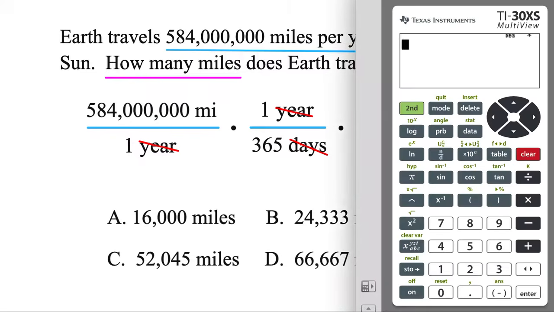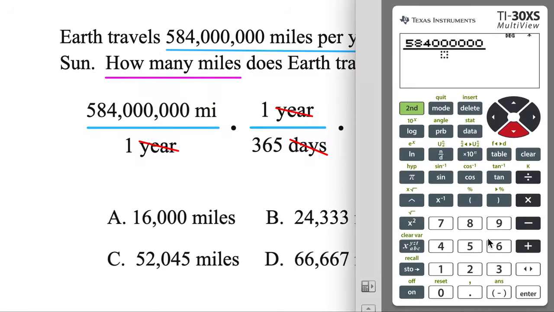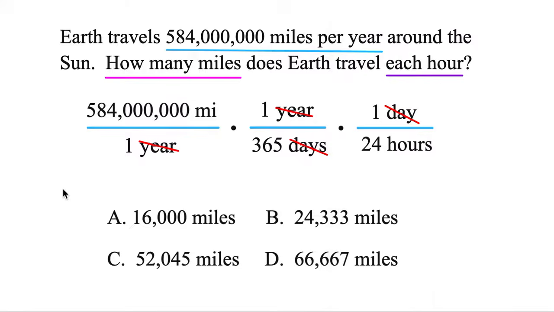So we're going to type this into the calculator. We're just going to use the fraction button. So we'll do 584, and 6 zeros. And then divided by the things in the bottom multiplied, 365 times 24. And the Earth travels this many miles in 1 hour. So we're going 66,000 miles per hour around the sun right this moment.